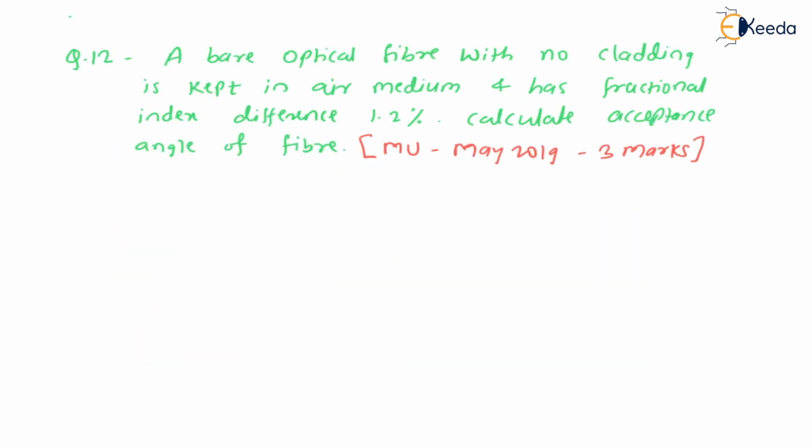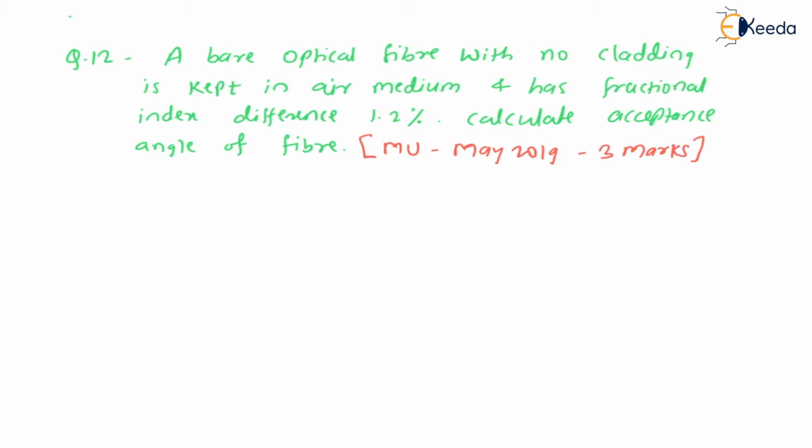So now, this is the last problem on numerical aperture and acceptance angle. A bare optical fiber with no cladding is kept in air medium and has a fractional index difference of 1.2%. Calculate the acceptance angle of the fiber.